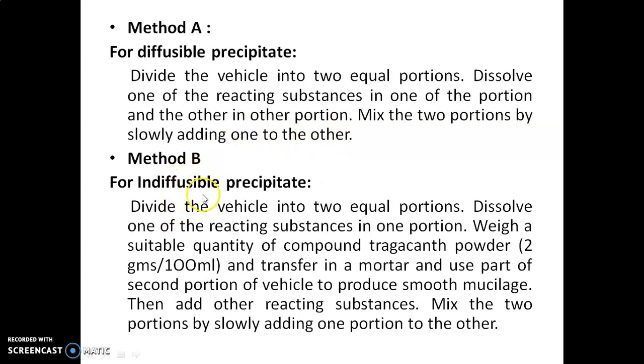Method B, which is for indiffusible precipitate: divide the vehicle into 2 equal portions, dissolve one of the reacting substances in one portion. Weigh a suitable quantity of compound tragacanth powder, that is 2 grams per 100 ml, transfer it to a mortar and use part of the second portion of the vehicle to produce a smooth mucilage. Then add the other reacting substances and mix the 2 portions by slowly adding one portion to the other. So now let's move towards the actual experiment.